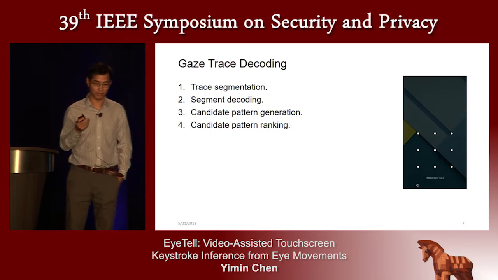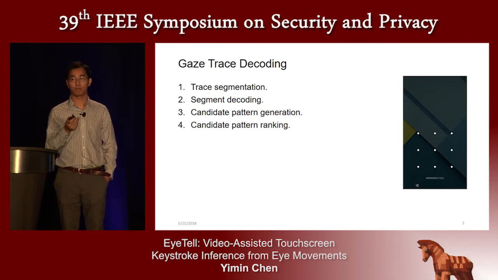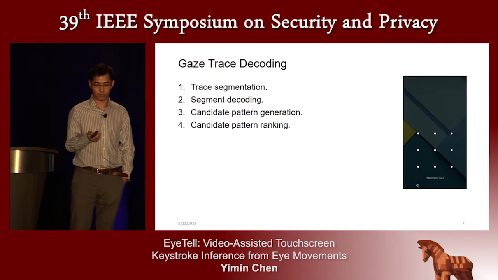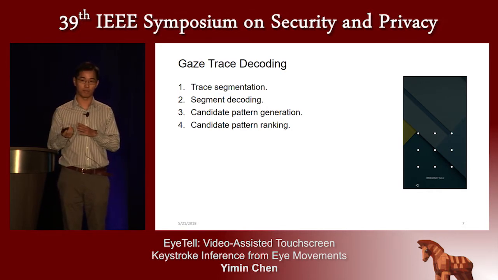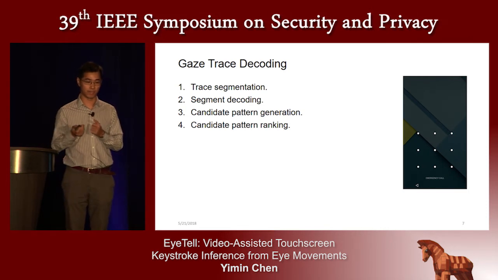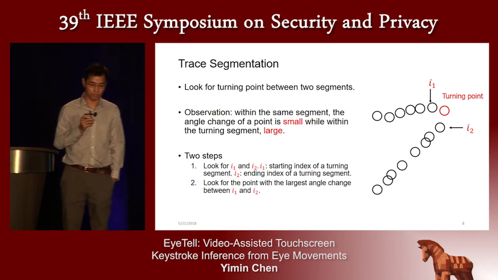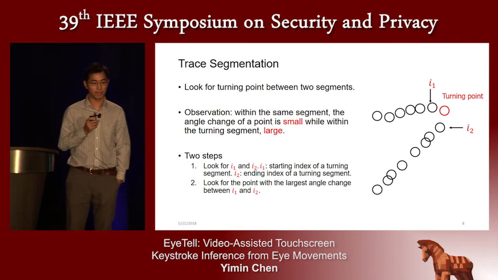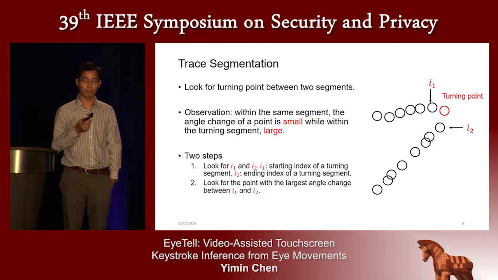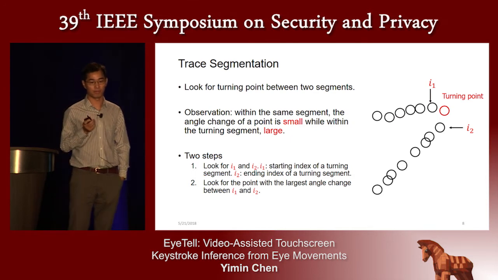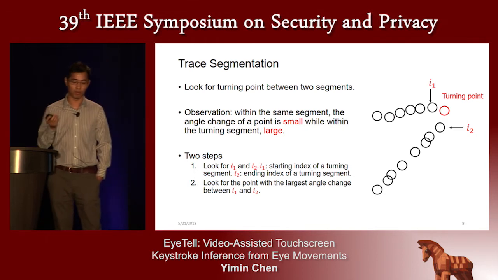With a gaze trace, we would like to determine its corresponding keystrokes. We will use the pattern lock keyboard as the example, and we modify the method a little bit to accommodate different keyboards. For this module, the first step is trace segmentation. We need to look for the turning point between two segments, for example, the red point in the example on the right.